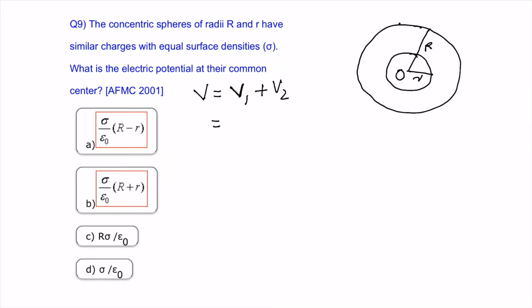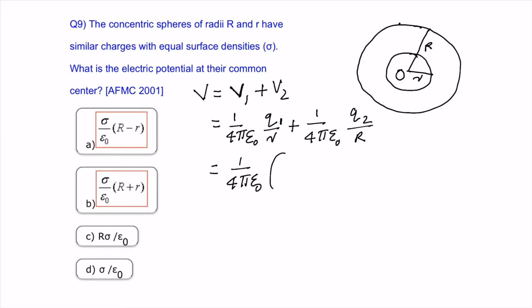Now the potential of the smaller sphere is kq by small r, where k is 1 by 4 pi epsilon 0, so q1 by r for the smaller sphere, plus the potential of the second one, 1 by 4 pi epsilon 0 q2 by capital R, as it is a bigger sphere. Now I'm taking 1 by 4 pi epsilon 0 outside, so q1 by r plus q2 by R.